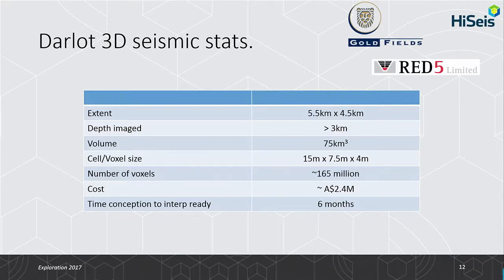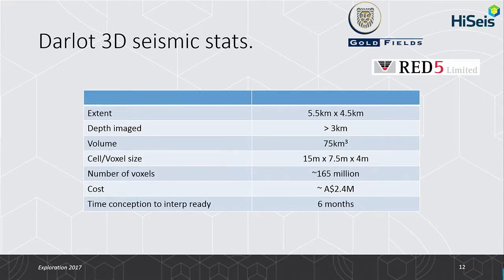The 3D seismic survey that was done there covered an area of about 5.5 kilometres by 4.5 kilometres. Extended to at least 3 kilometres in depth, so that's covering approximately 75 cubic kilometres of the Earth, with a cell size of 15 metres by 7.5 metres by 4 metres, meaning a total number of data points there of about 165 million. Approximate cost of that survey, around 2.5 million Australian dollars.